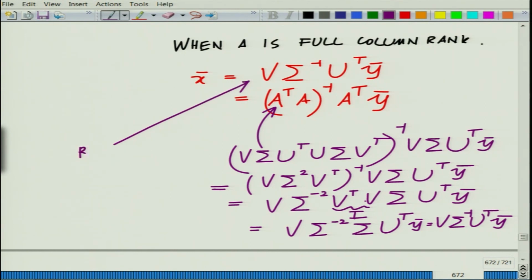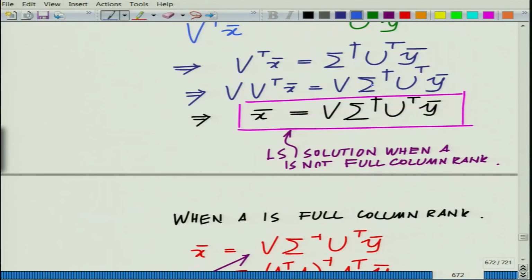conventional LS solution, or reduces to what we have known before, reduces to the previous case. Okay, in this case it reduces to the previous case, that is it. So, essentially this is very elegant, and therefore, you can now term this quantity, V sigma dagger U transpose, as the general formula for the pseudo inverse, which is valid even when some of the singular values are zero.